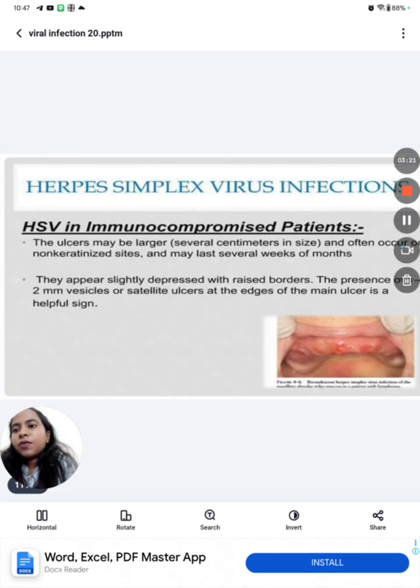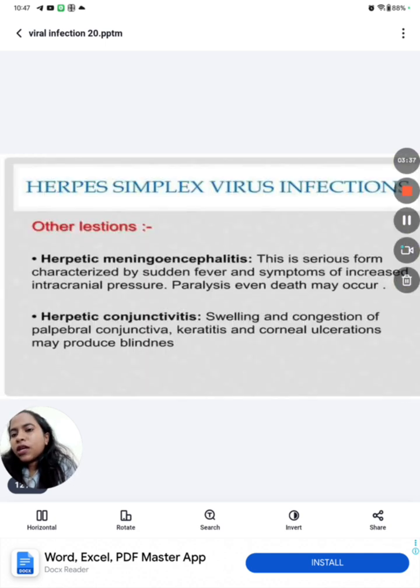HSV in immunocompromised patients: the ulcer may be larger, often occurs on non-keratinized sites, and may last for several weeks. They appear slightly depressed with a raised border and the presence of 2 mm vesicles and or satellite ulcers at the edge of the main ulcer, which is a helpful sign.